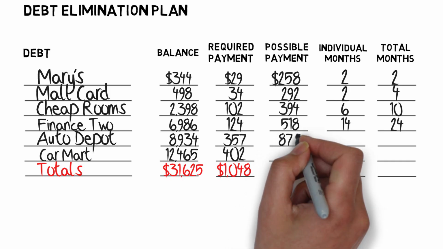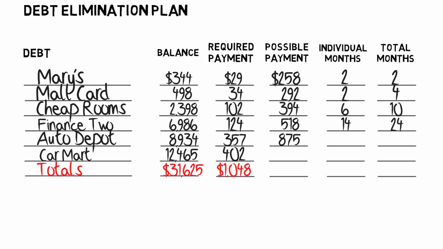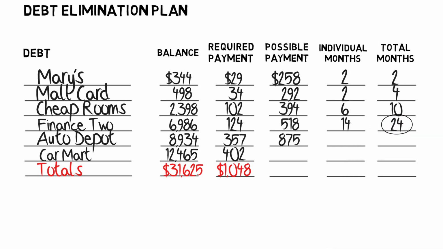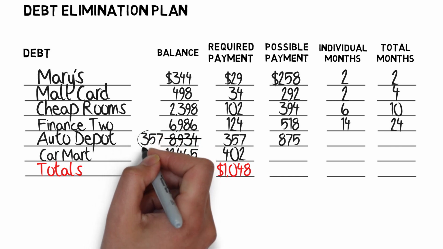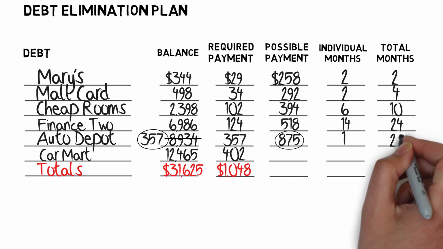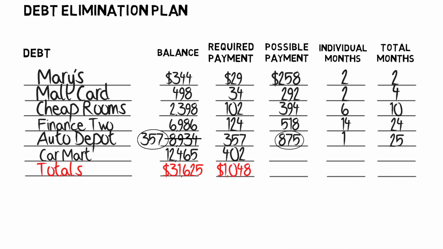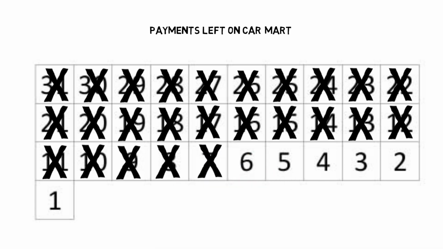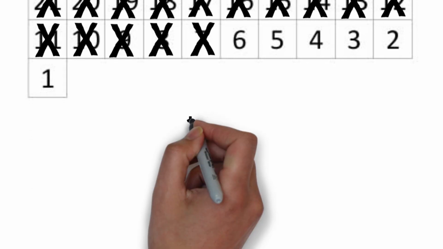The $518 previously paid on Finance 2 would then roll over to Auto Depot. But remember, there's only 1 payment left as they will be 24 months into the plan once Auto Depot becomes the focus. The balance has diminished to $357 as that is the amount of the 1 payment. You could divide like normal, but you would still come up with 1 month and a total of 25 months. You will need to mark that 1 month off the table for Car-Mart. Doing so, you determine there will be 6 months left, so they'll end up paying this debt off early.